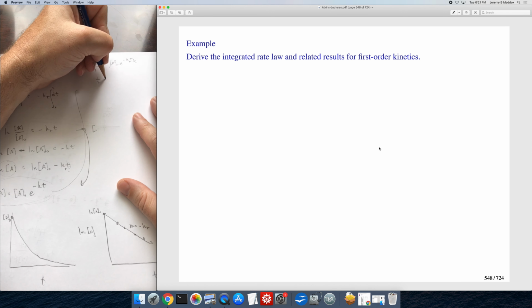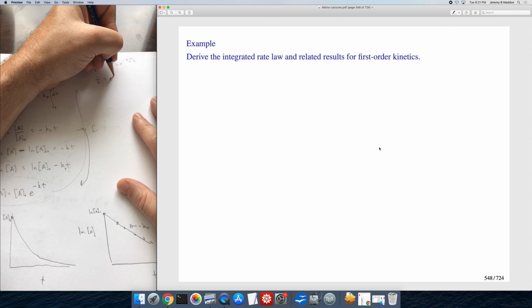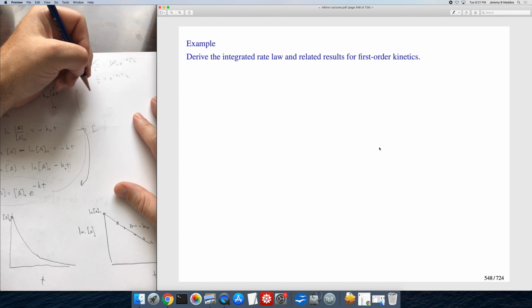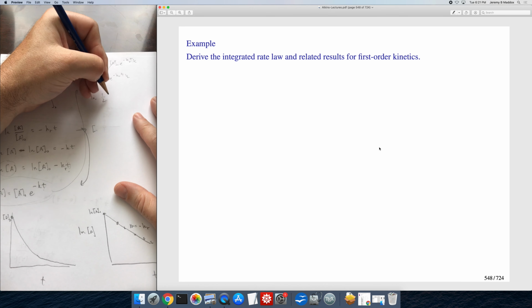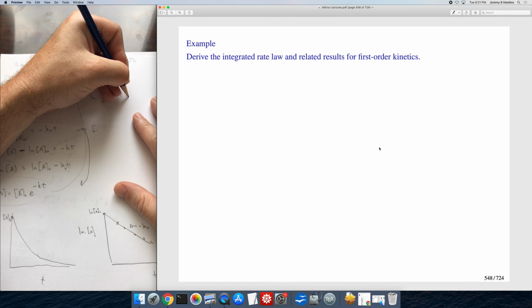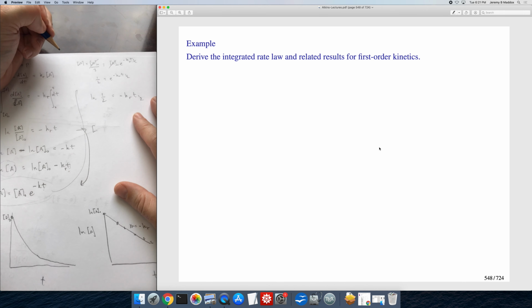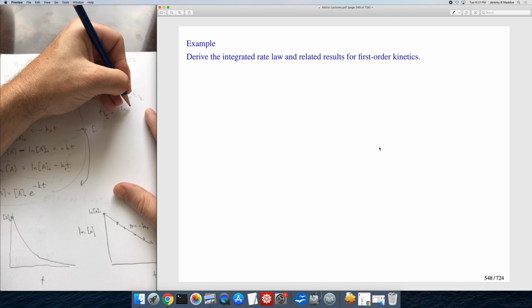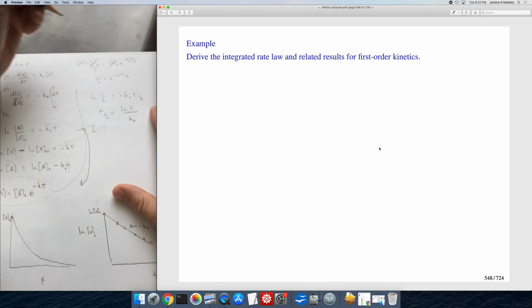So you get 1/2 equals e to the minus kR t 1/2. Take the natural log of both sides. Natural log of 1/2 equals minus kR t 1/2. Rearrange, you get that the half-life time equals the natural log of 2 over kR.